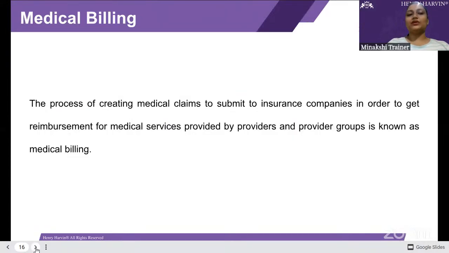Next, I will talk a little bit about medical billing. Medical billing is nothing but the process of creating a medical claim to submit to the insurance company in order to get reimbursement for the provider. Now, who is a provider? The person or organization who provides services. It can be any hospital, any physician, any facility. If they are providing the services, they need to get their payment, right? So for that, the medical billing team will prepare the claim and submit it to the insurance company. This is known as medical billing.